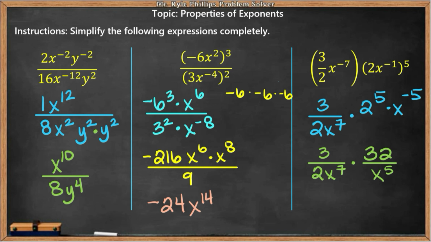So here, when we're multiplying fractions, remember we're going to multiply straight across. So we have 3 times 32. That's going to give us 96. This 96 will be over 2. And now here we are multiplying. So this is the product property. So we're going to add our exponents. So this will be 2x to the 12th. And now we can simplify our values here. So 96 over 2, this is going to be 48 over x to the 12th power.